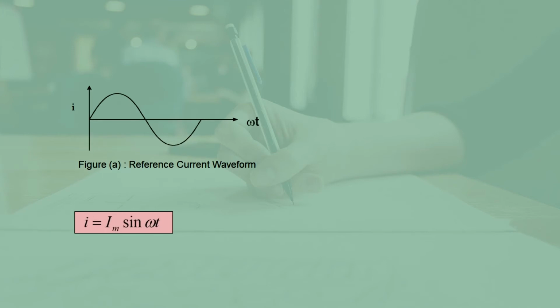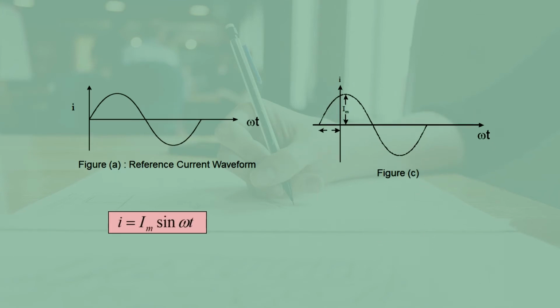So here you can see in figure A that the reference current waveform has been shown. Here you can see that current is flowing with respect to time, and at omega t equal to 0, the value of current is 0. At omega t equal to pi by 2, current is a maximum. And similarly, at omega t equal to 2 pi, current is again 0.